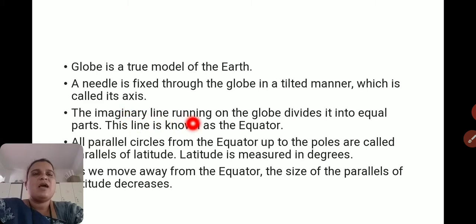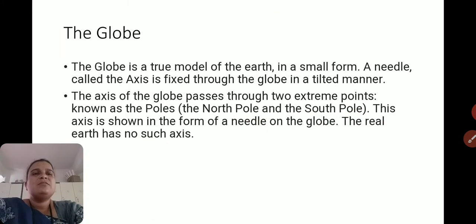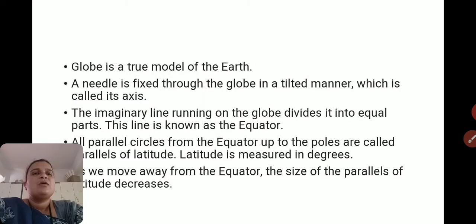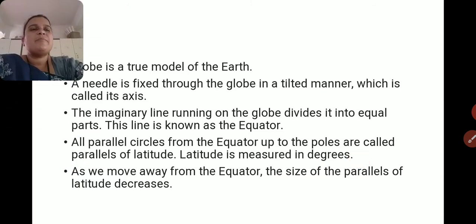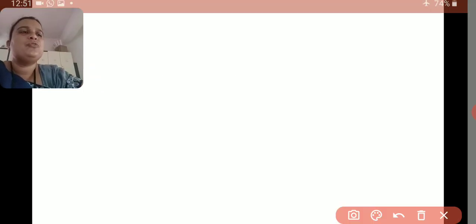The imaginary line running on the globe divides it into equal parts. This is known as the equator. All parallel circles from the equator up to the poles are called parallels of latitudes. Latitude is measured in degrees. All latitudes are measured in degrees. As we move away from the equator, the size of the parallels of latitude decreases. Now, how? I will show you.